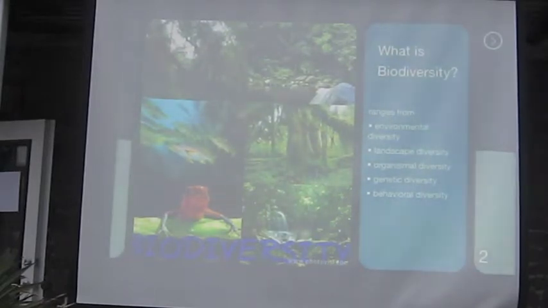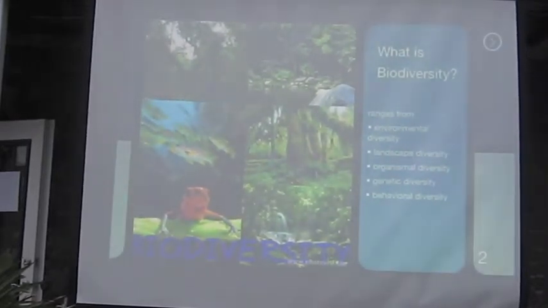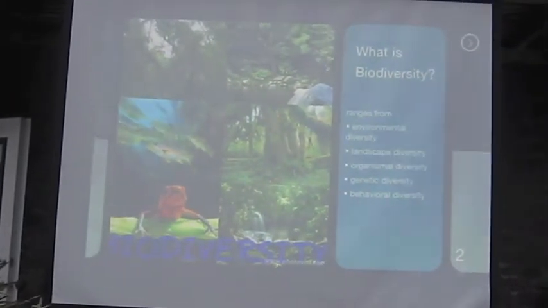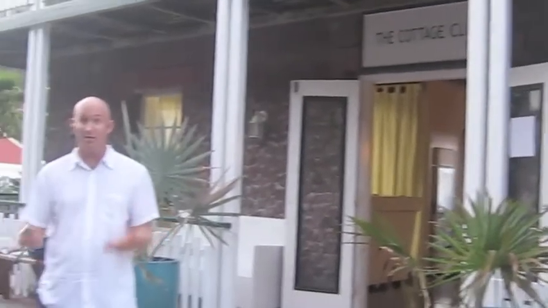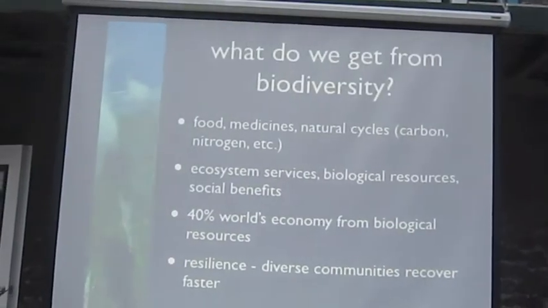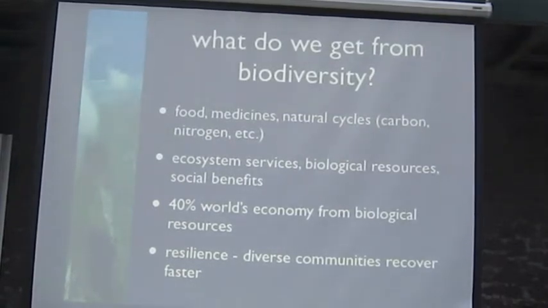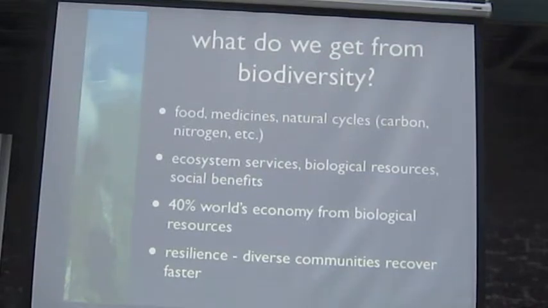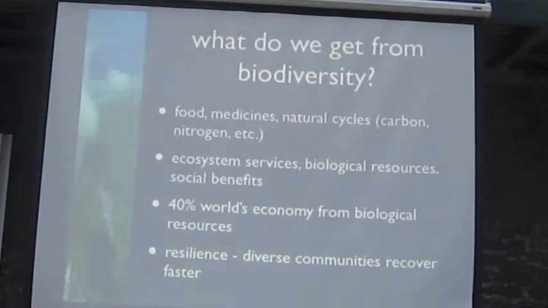But first we need to start with a few definitions. What is biodiversity? Biodiversity is basically everything. It ranges from environmental diversity, landscape diversity, down to organismal diversity, which is what most of us think of when we're thinking about biodiversity. But also genetic diversity, so within a species. The genetic variation in everything, us included. How about behavioral diversity? So the way things act, this also can be incorporated into biodiversity. Huge topic. And what do we get from biodiversity? Pretty much everything. Food, medicine, natural cycles, so the carbon cycle relies on biodiversity, nitrogen cycle relies on biodiversity, ecosystem services, so biological resources, social benefits, all of it is derived from biodiversity, with 40% of the world's economy coming from biological resources. 40%.